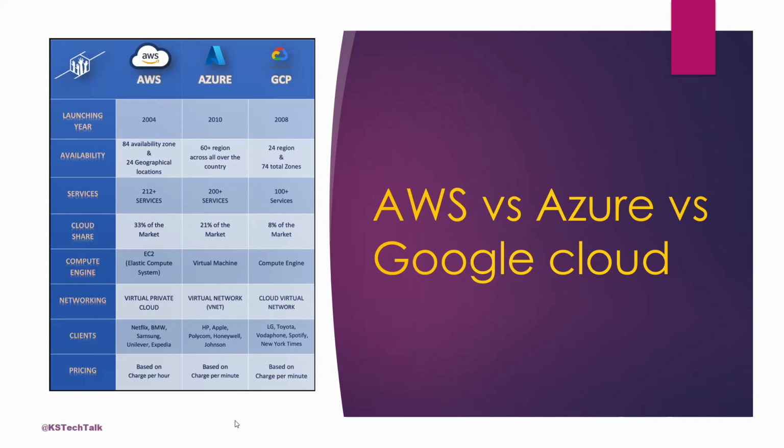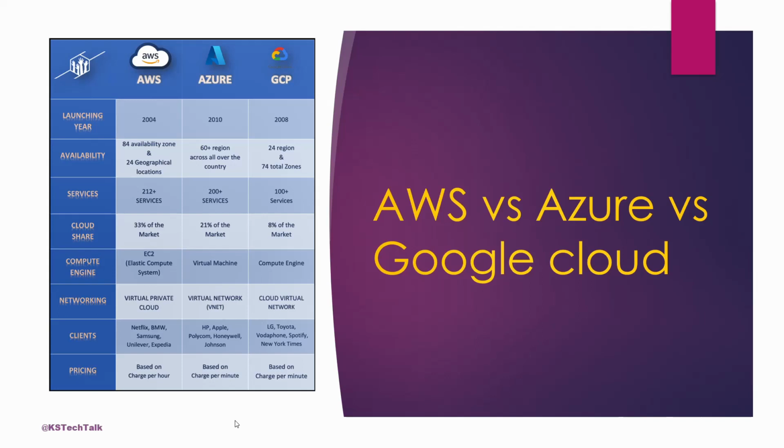And now the comparison between three competitors: AWS, Azure, and Google Cloud. The launch year of AWS is earlier, 2004, for Azure it is 2010, and GCP 2008. On availability, AWS has 84 availability zones and 24 geographical locations. Azure has 60 plus regions across the world, and GCP has 24 regions and 74 total zones. On services available, AWS has 212 plus services currently, Azure has 200 plus services, and GCP has 100 plus services. On cloud share, 33% of the market is AWS, 21% of the market is Azure, and 8% of the market is GCP.